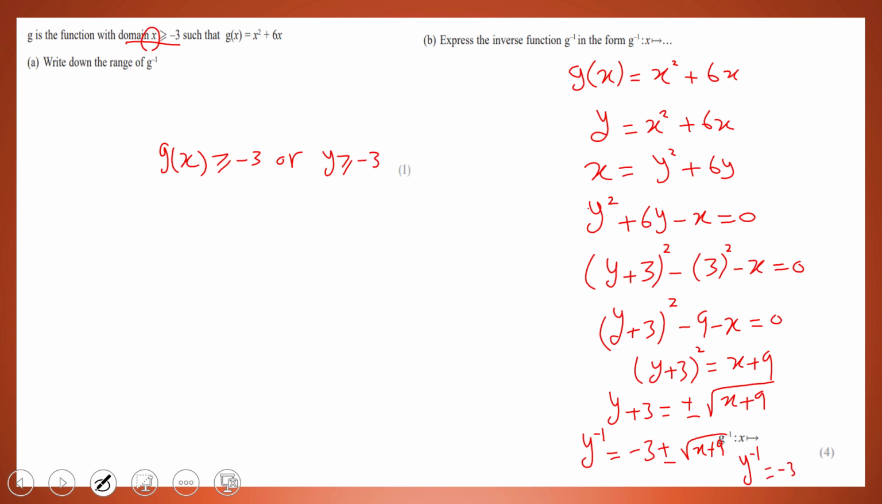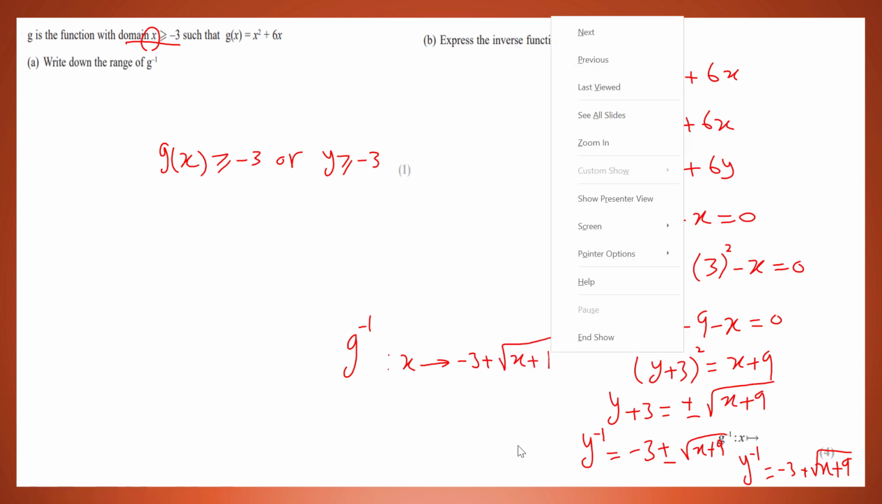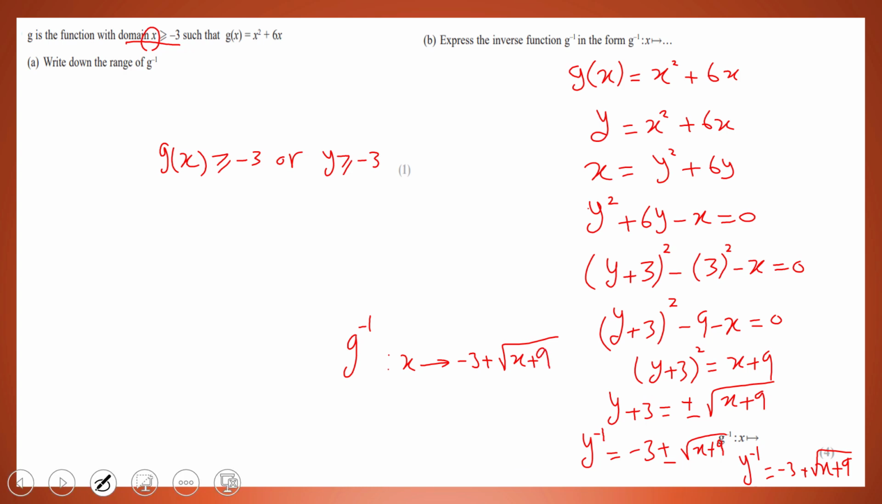negative 3 plus root x plus 9. So you need to write in this form: g inverse, where x maps to negative 3 plus root x plus 9. So this is the final answer for g inverse. We can leave it like this.